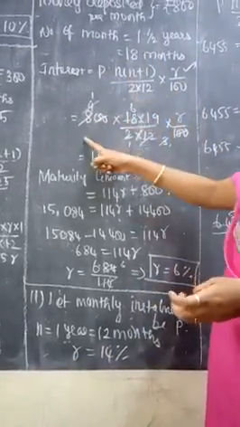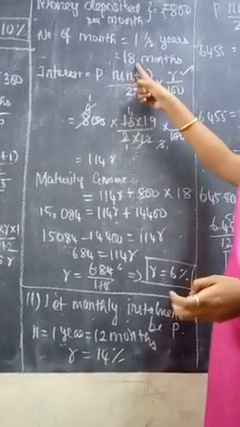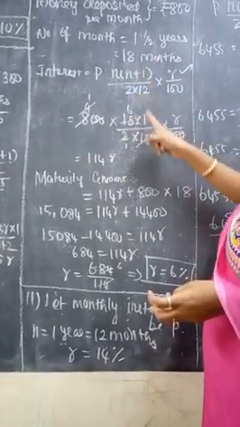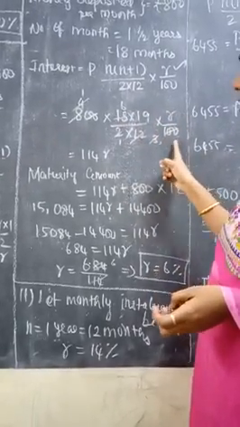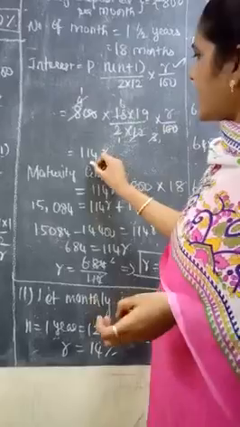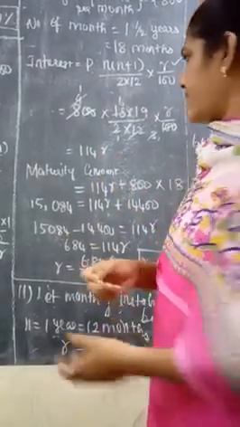What is P? 800. What is n? 18 months, so 18. So n plus 1 is 19. 18 into 19 divided by 2 into 12 into r by 100. So simplify it, you will be getting 114 R.